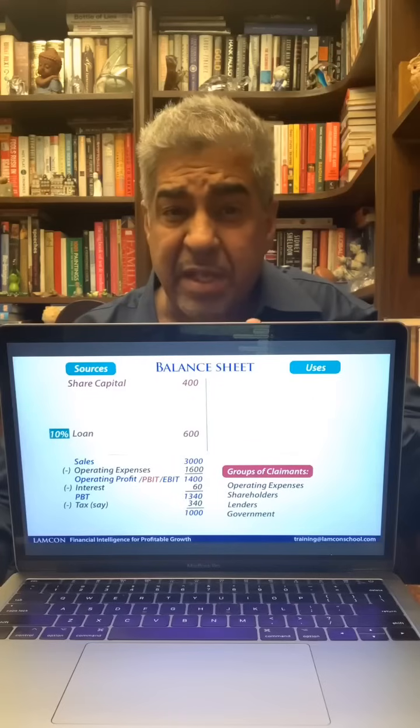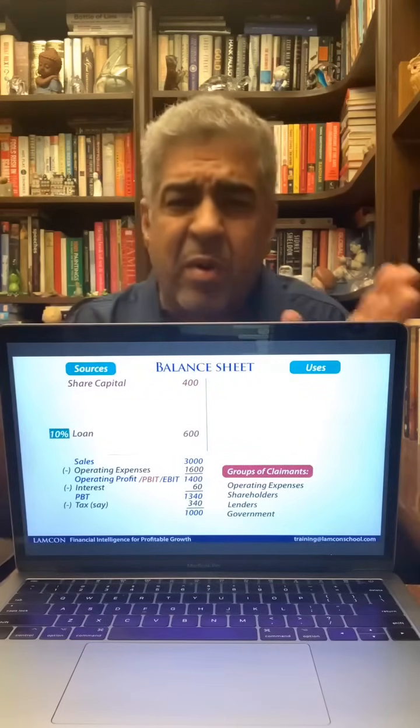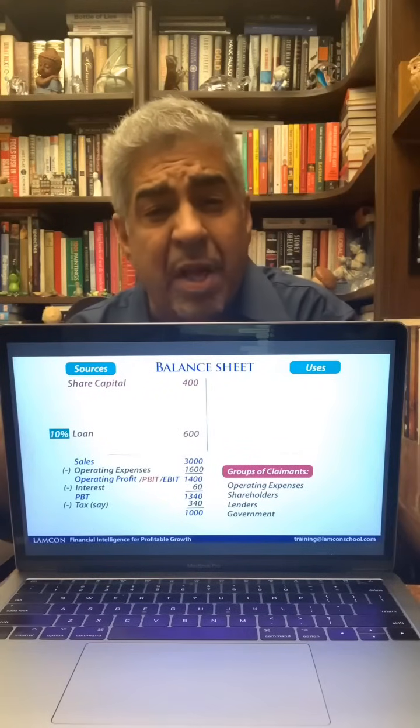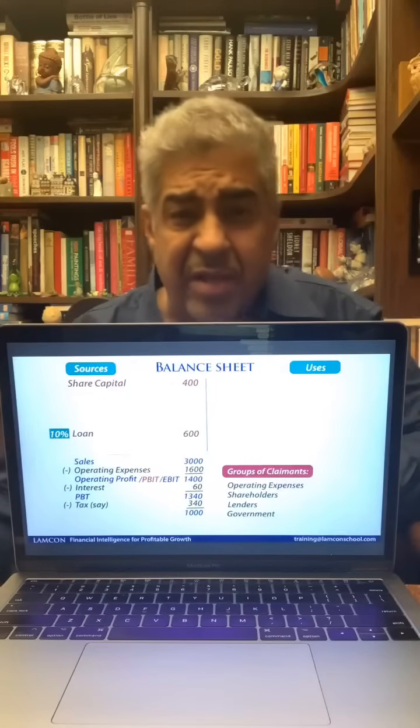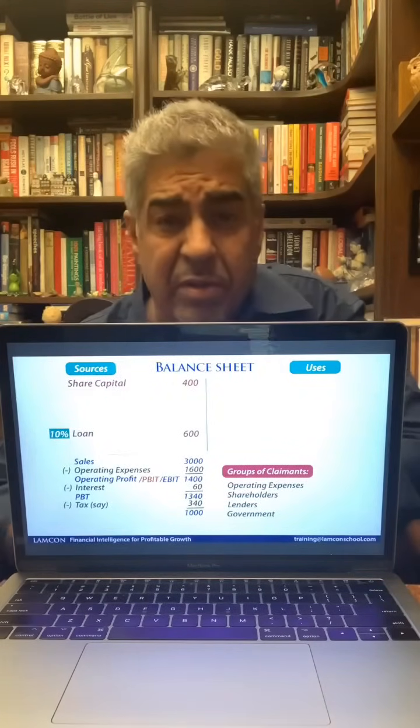Because bankers said we want a guaranteed return but a limited return. Owners said we don't want guarantees. But then after everybody's been paid off, everything belongs to us. So now Mr. Manish and friends, the shareholders of this company would be standing in a line. Please give us this 1,000 crores.